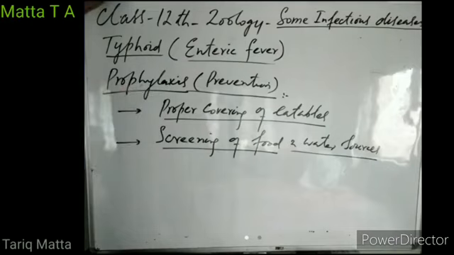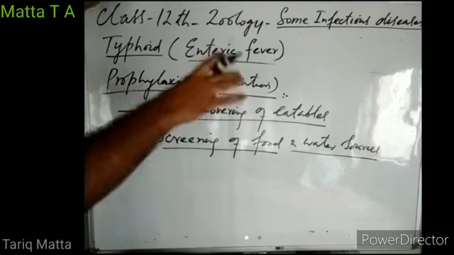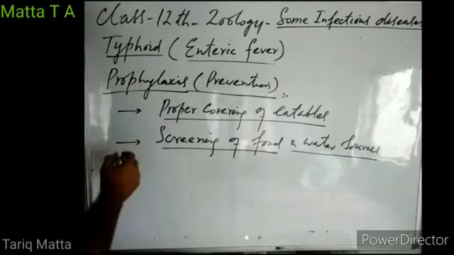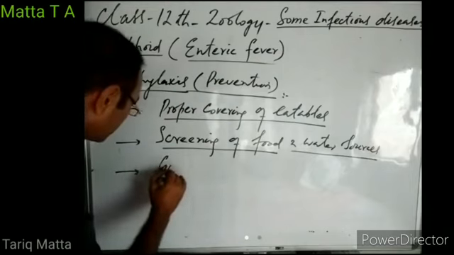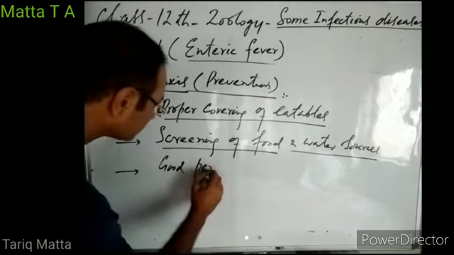Similarly, we should screen our food sources. The persons who are making our food, whether they maintain clean hygiene, whether they are safe from this typhoid. So we should screen our food and water sources. A person should maintain good personal hygiene.